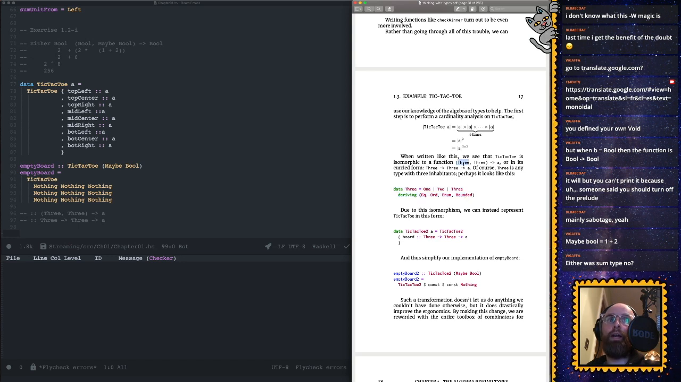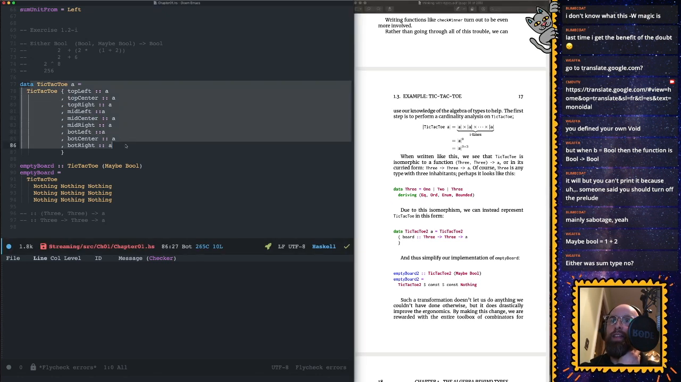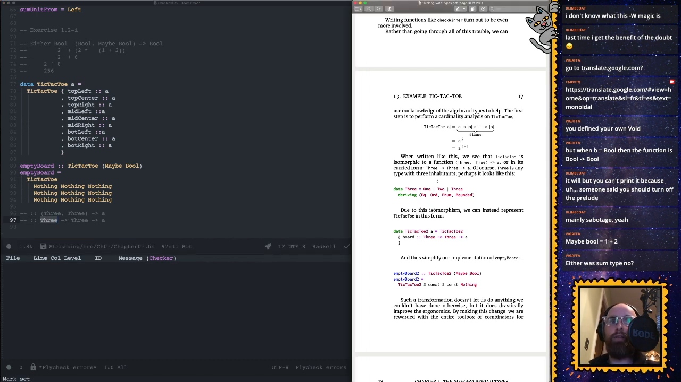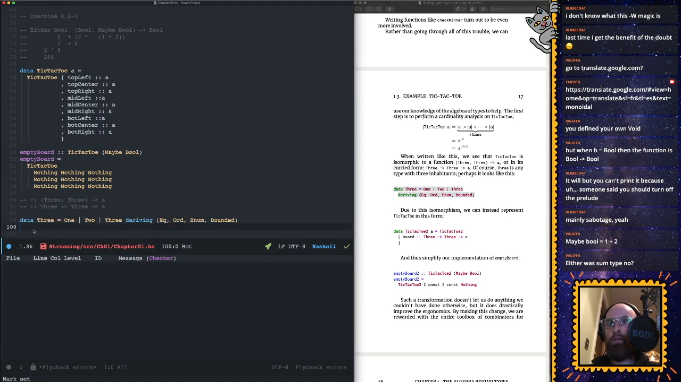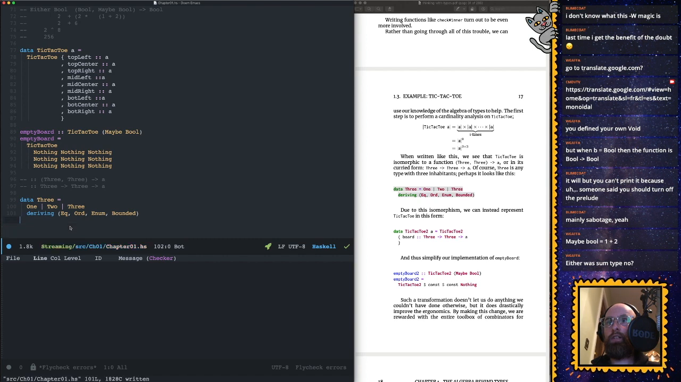Okay, so we're now stepping away from this. We're trying to say that 3 is a different data type, and then we're going to derive all of its constructors. We'll do deriving like this. Okay, that's fine.